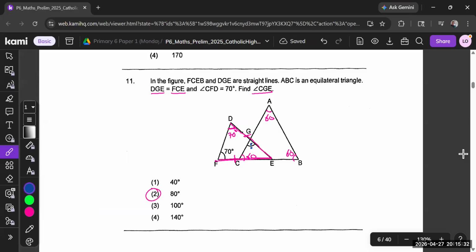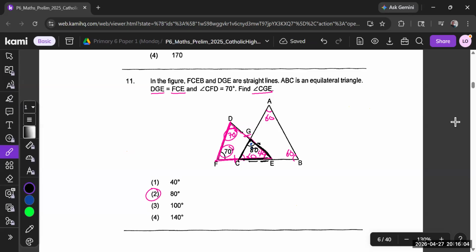How to find? Very easy. Do you see the pink color isosceles triangle? Then you just get this angle here. 180 minus 70 minus 70, that will be 40. And then do you see the black color triangle? Every time you see a triangle, that is 180 degrees. 180 minus 60 minus 40, that's how you get 80. Very easy. That's your number 2 already.